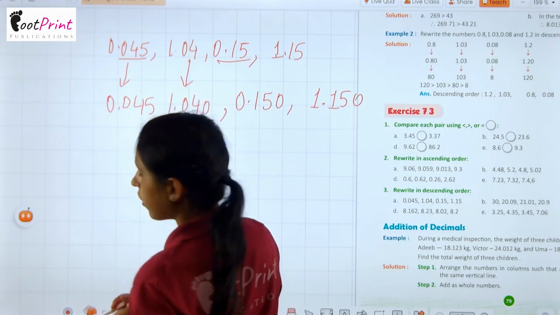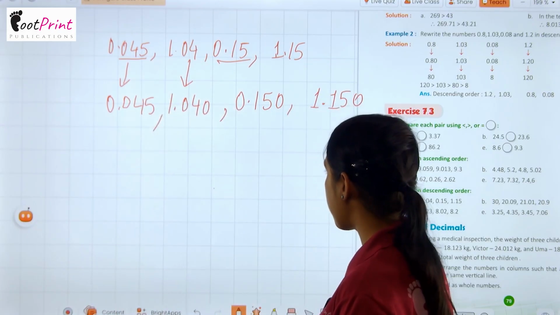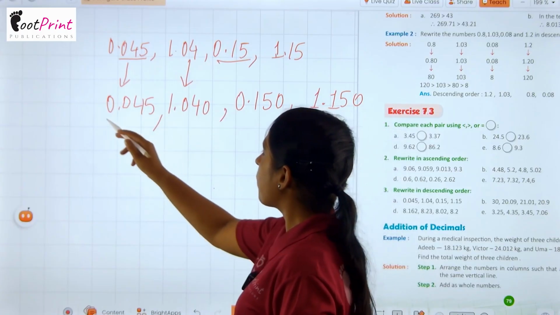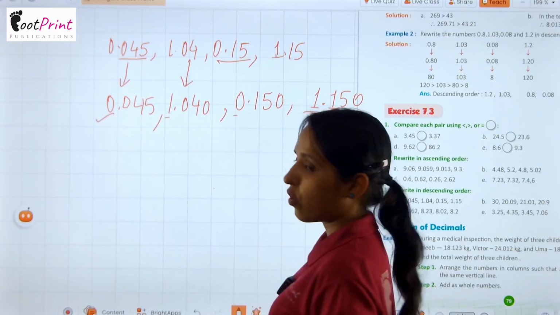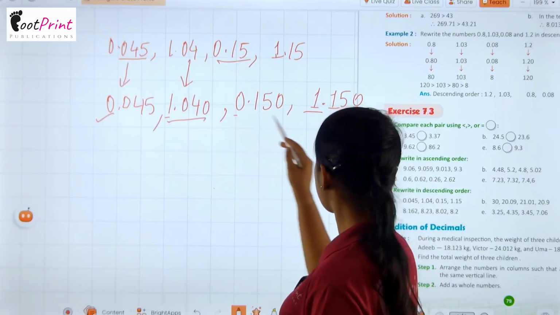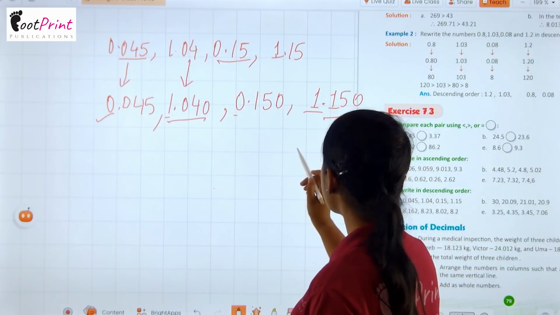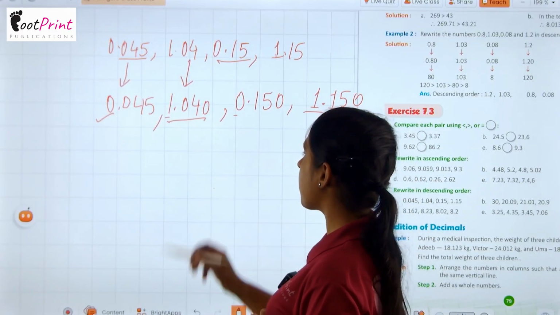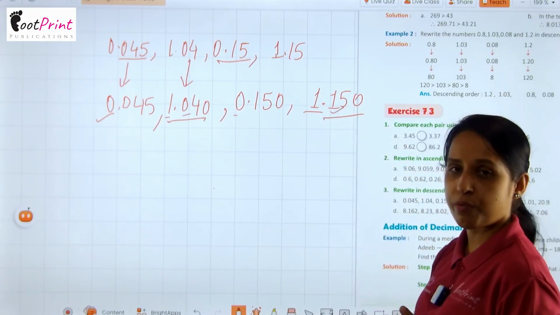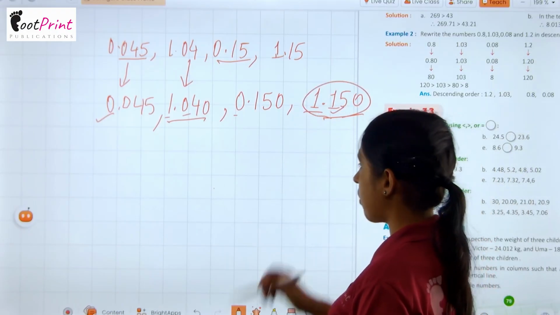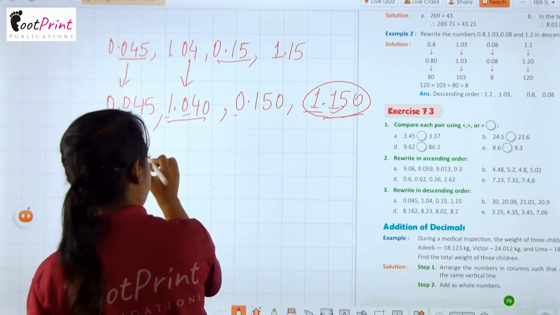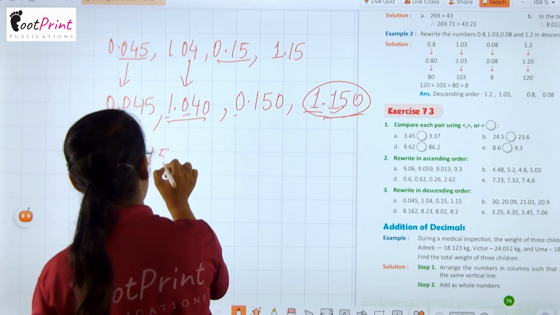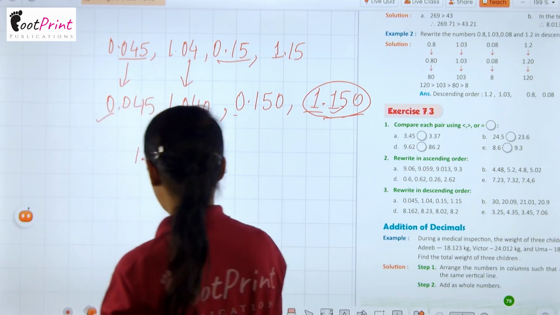Now these are like fractions. Now we have to compare. So here at the whole number: 0, 1, 0 and 1. So we will compare only these numbers first. Now we will check the 10th place. Here the 10th place is 0 and here it is 1. It means it is the greatest number. And in descending order we write the greatest number first. So we write 1.150.